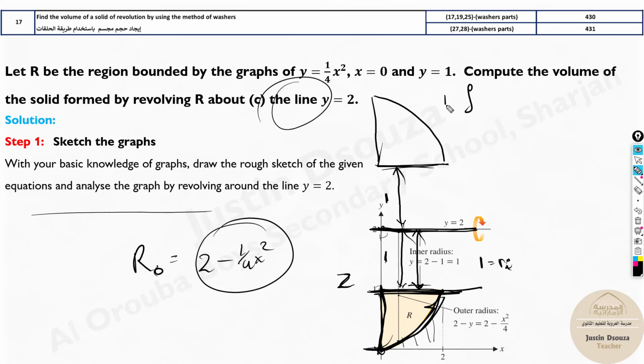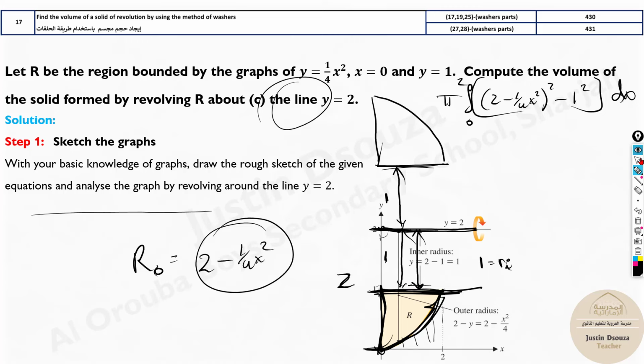So the formula is very simple, pi times the integral with limits. The limits are going to be the same because we just solved it. It will be from 0 to 2. And how you solve it is very simple. Just solve these 2 equations, you'll get it. And then what we have is outer radius. So outer radius is 2 minus 1/4 x squared, the whole square, minus inner radius, which is 1 square. This entire thing with respect to x.